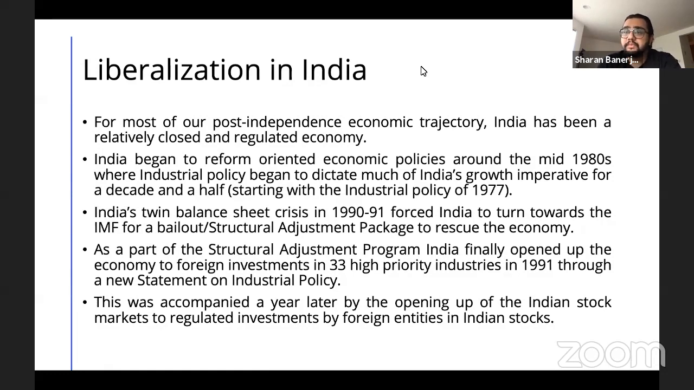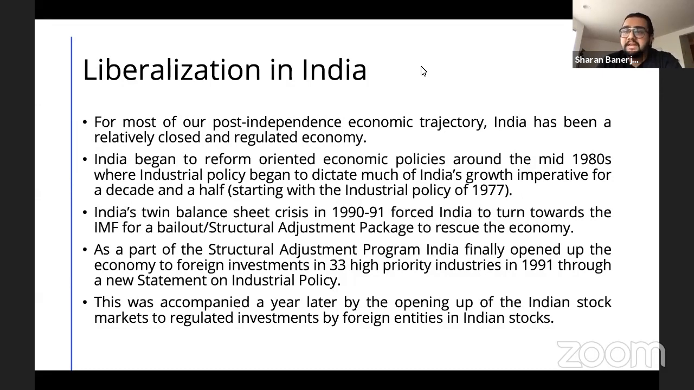Rajiv Gandhi came in and introduced major reforms in the 80s, and then a combination of global trade scenarios, global macroeconomic scenarios, and geopolitical issues, along with the reform push in India, led to India's twin balance sheet crisis in 1991, which forced India to look at the IMF for a bailout or a structural adjustment package. If you look at the history of the Washington Consensus, in return for help to a struggling economy, they ask you to open up the markets to foreign investments and foreign competitors, to make the economy and the markets as competitive as you can and as close to a free market as you can.